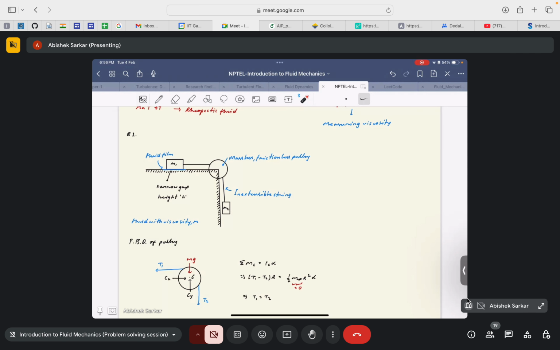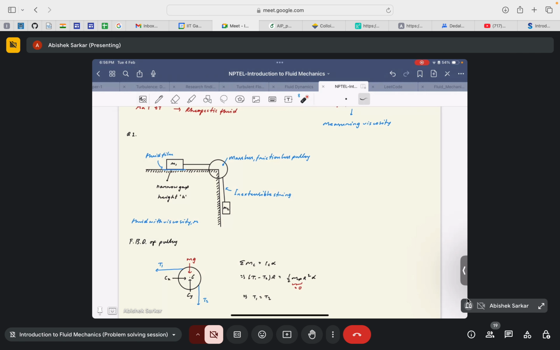For the pulley, we draw the free body diagram where the mass, if at all it was considered, would act in this manner, and the two tensions because of the string are shown here. Then if we find the summation of all the moments with respect to the center C, we will find that (T1 minus T2)R would be equal to half mp r squared into alpha.